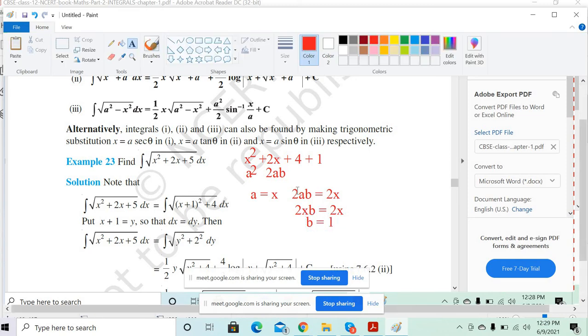Got it? Yes, sir. Got it. Excellent, superb. Then apply the formula. Then you are done.